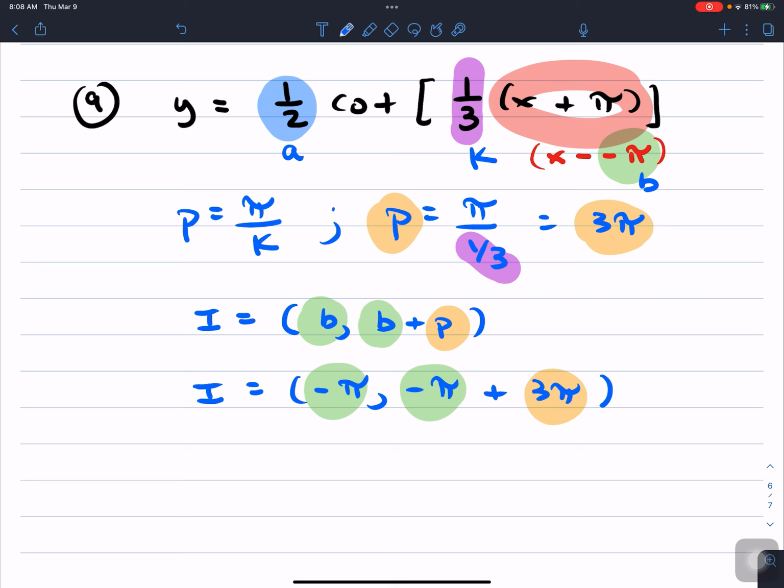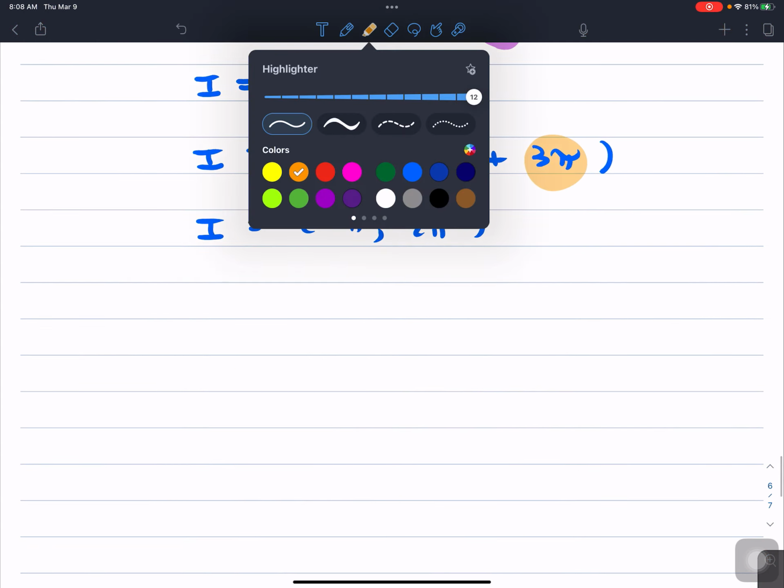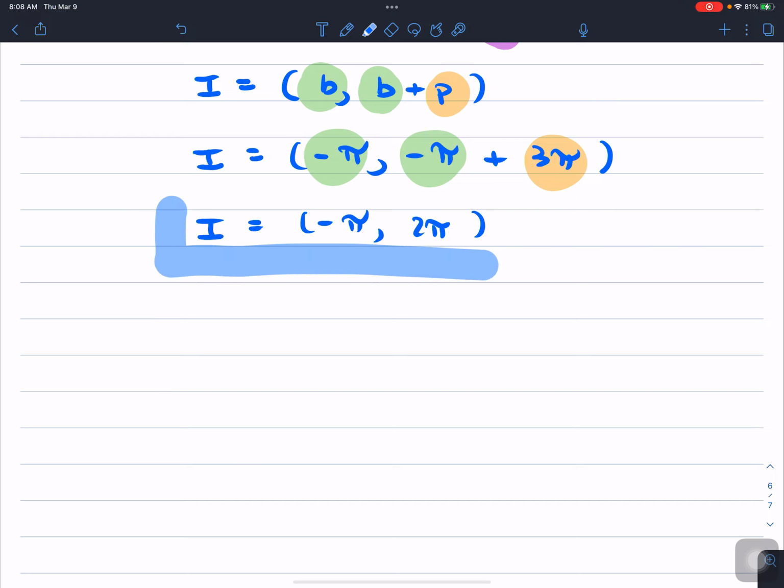So negative pi plus what? 3 pi. Is that true? I would even rewrite my notes with that kind of system, personally. And okay, here we go. My interval in one cycle is going to be negative pi up to, what's negative pi plus 3 pi? 2 pi. Easy peasy lemon squeezy. Did we do our arithmetic okay? Yeah.